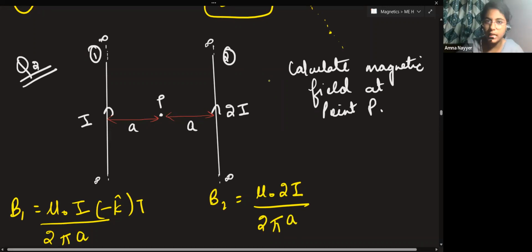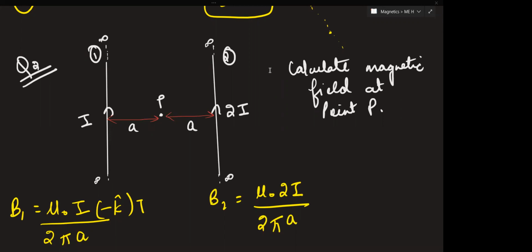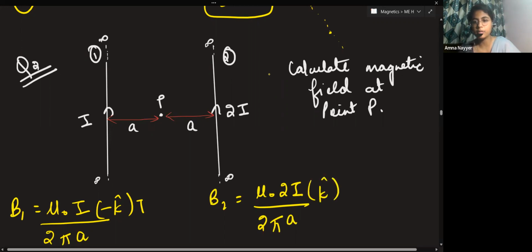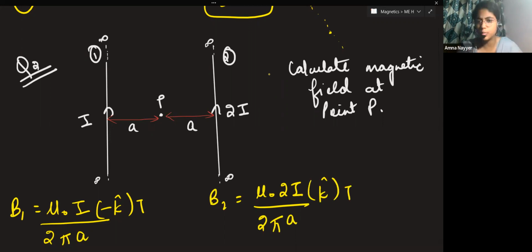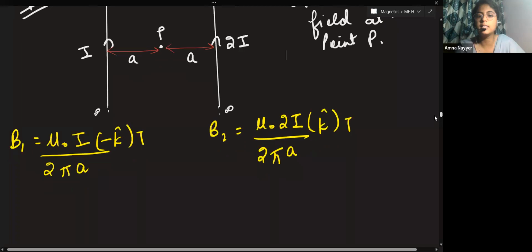And can you answer the direction? Outwards. Yes, it will be outwards. So I'll write k cap for this, k cap Tesla. This is fine, class. So that's why I was saying unit vectors will be helpful. Now, what's the answer? The answer is the resultant.